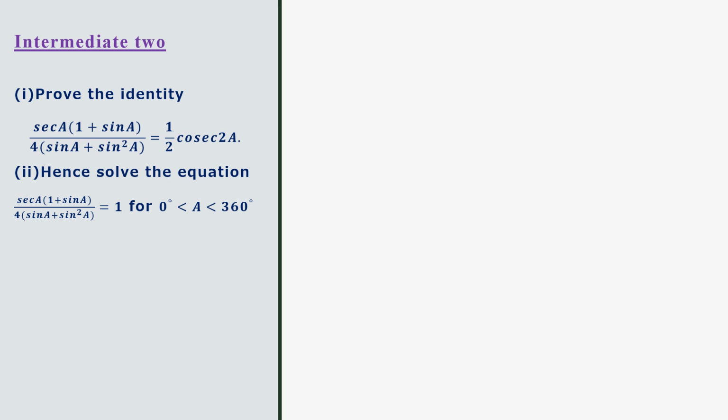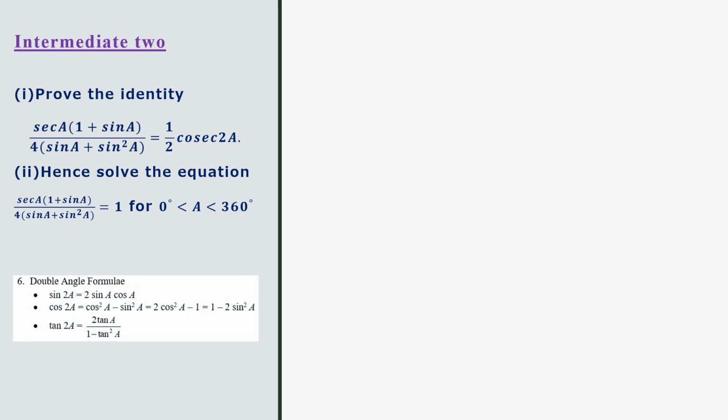Sometimes you may be asked to prove a trigo identity instead of solving it. If you look at this intermediate 2, you are asked to prove the identity, and then use the results that we have proved in part I to solve the equation. Let's look at part I. We usually prove from the side that has more things to work on. Comparing the left with the right, obviously you have more things to work on from the left hand side.